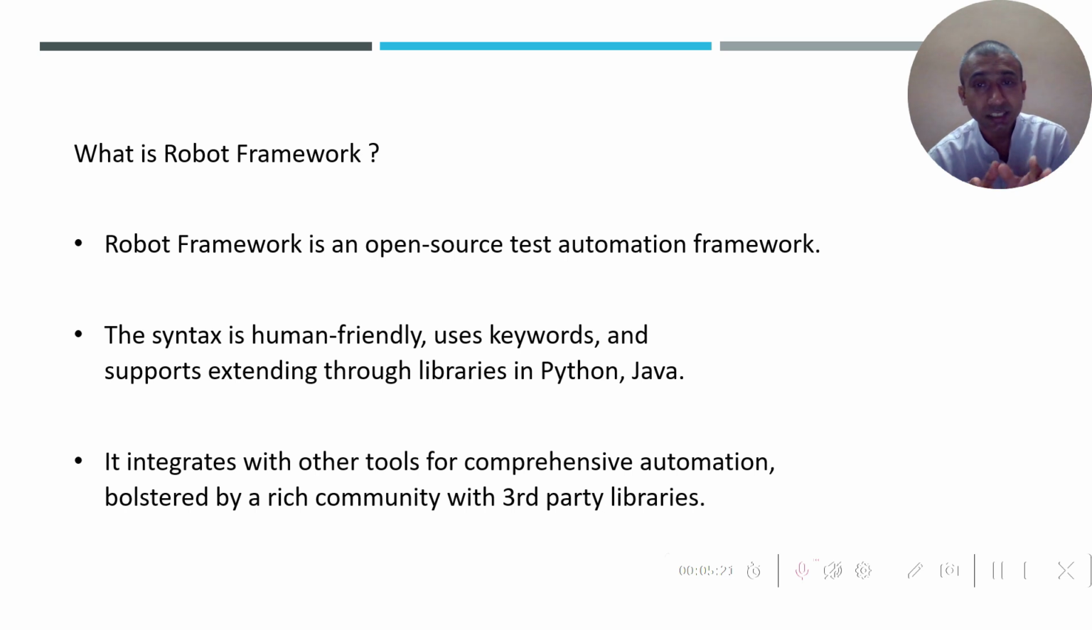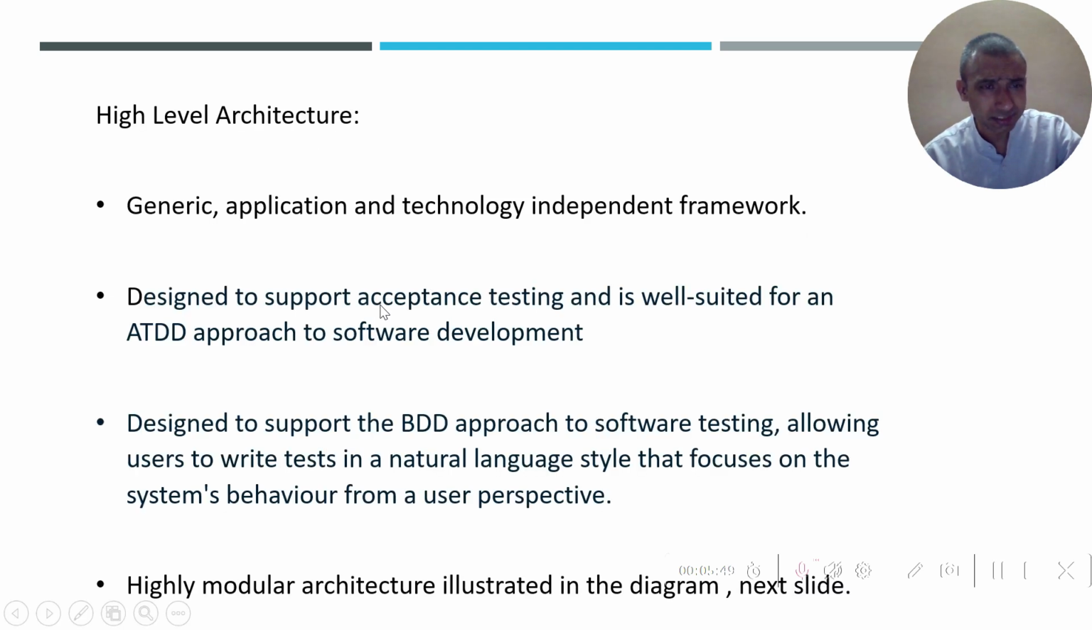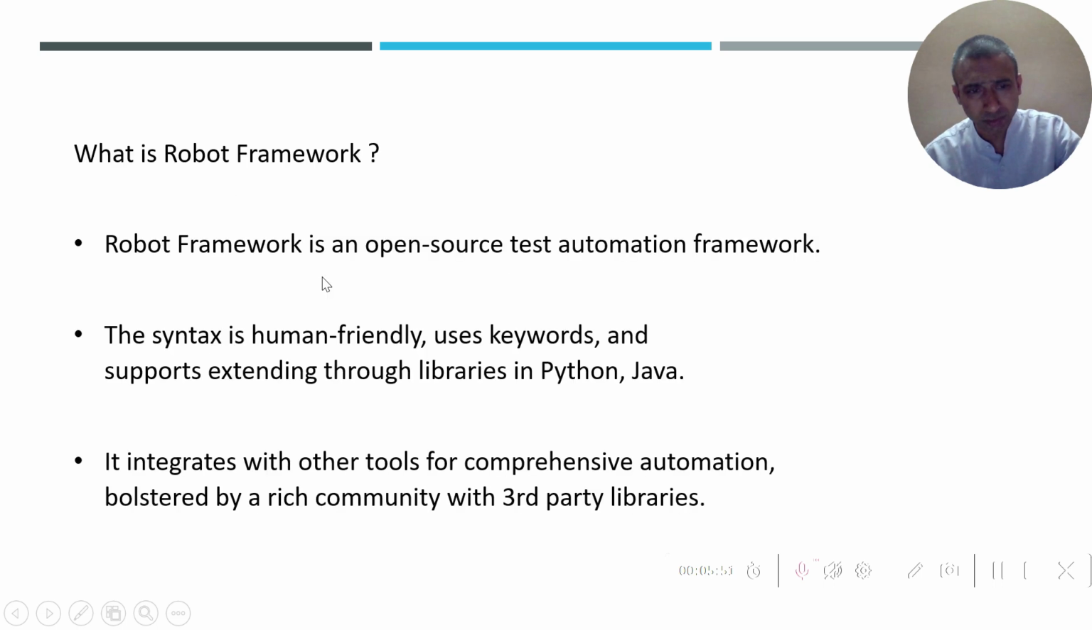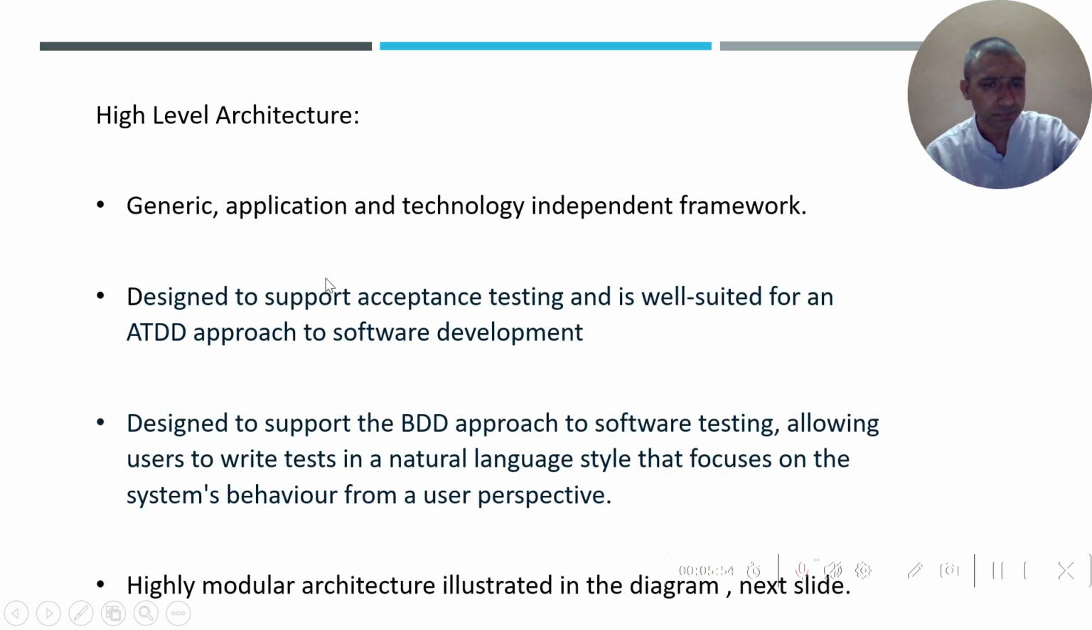What it means is you can make Robot Framework sit on top of, let's say, a PowerShell SDK, a PowerShell tool. So you can make PowerShell, the command line interface, and Robot Framework work as an integration test framework. So that's the whole picture of the third point. And yes, it has a rich community that supports third-party libraries. Now, coming to the second point, this is my first point: what is Robot Framework. Second is high-level architecture.